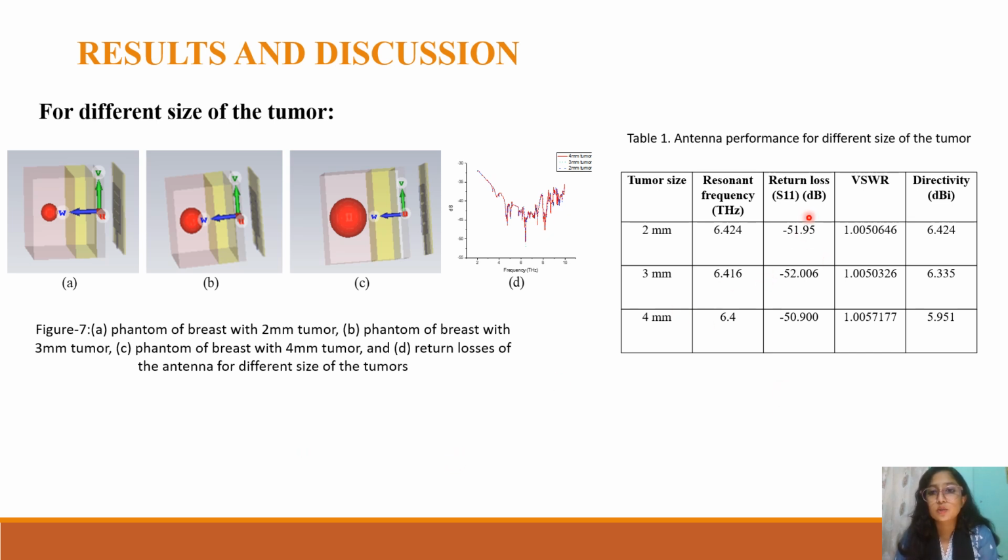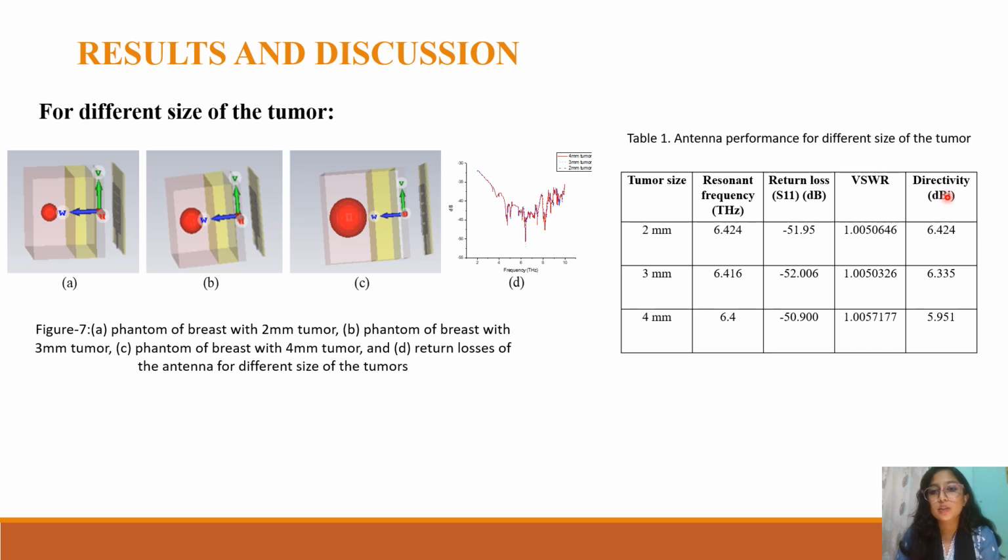Here, table 1 shows the performance of the antenna for different sizes of the tumor. The observation from the table reveals that when the tumor size is 2 mm, the resonant frequency remains constant, but the return loss shifts to minus 51.95 dB. Upon increasing the tumor size to 2 mm, both the resonant frequency and return loss change, with the frequency shifting to 6.416 terahertz and the return loss being minus 52.006 dB.